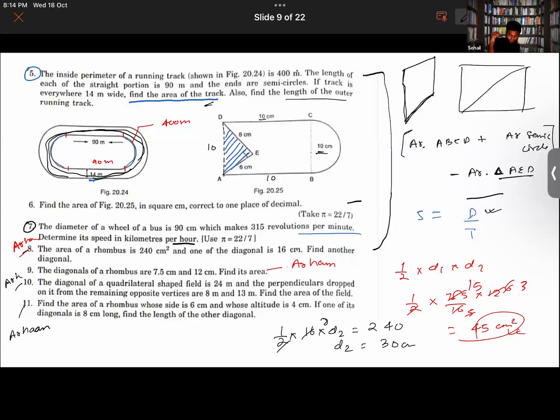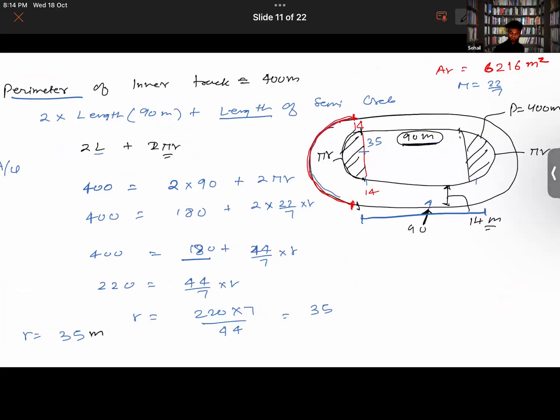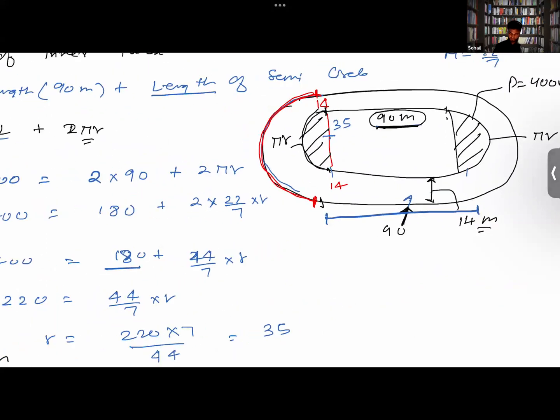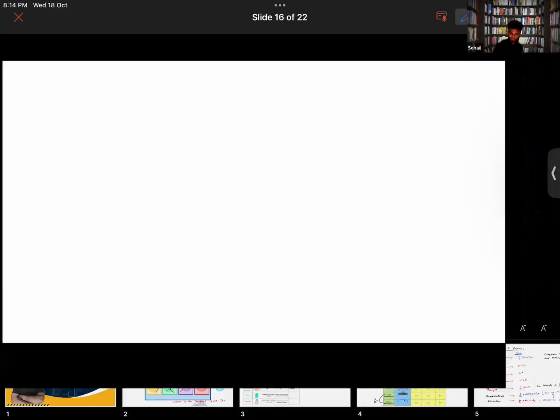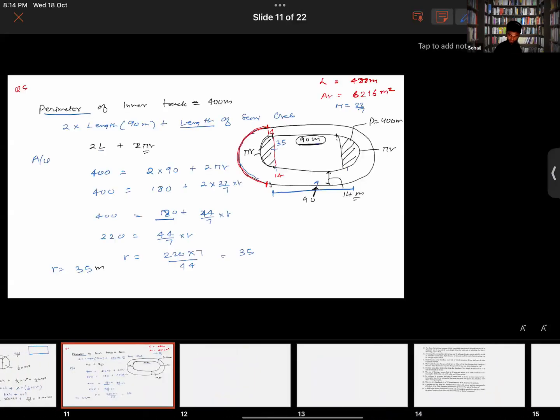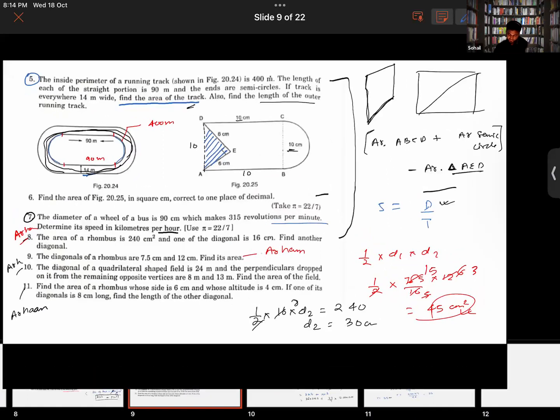Question number 11. Arham, you got the answer? Sir, the area is 16 centimeter and the other diagonal is 4 centimeter. Can you just show the question? I will take the screenshot. Okay, no need to take the screenshot. I will be solving here only.